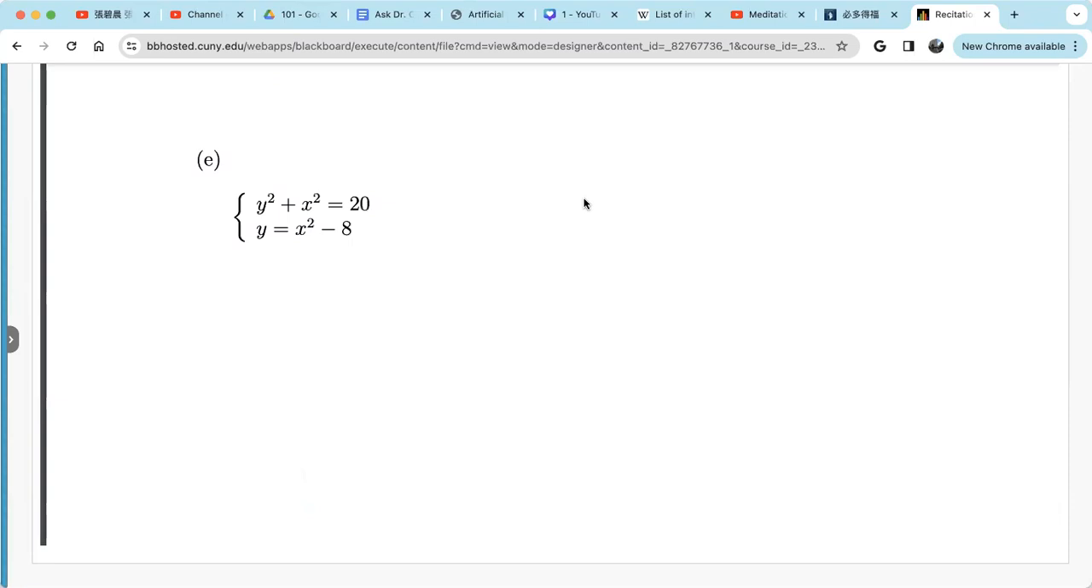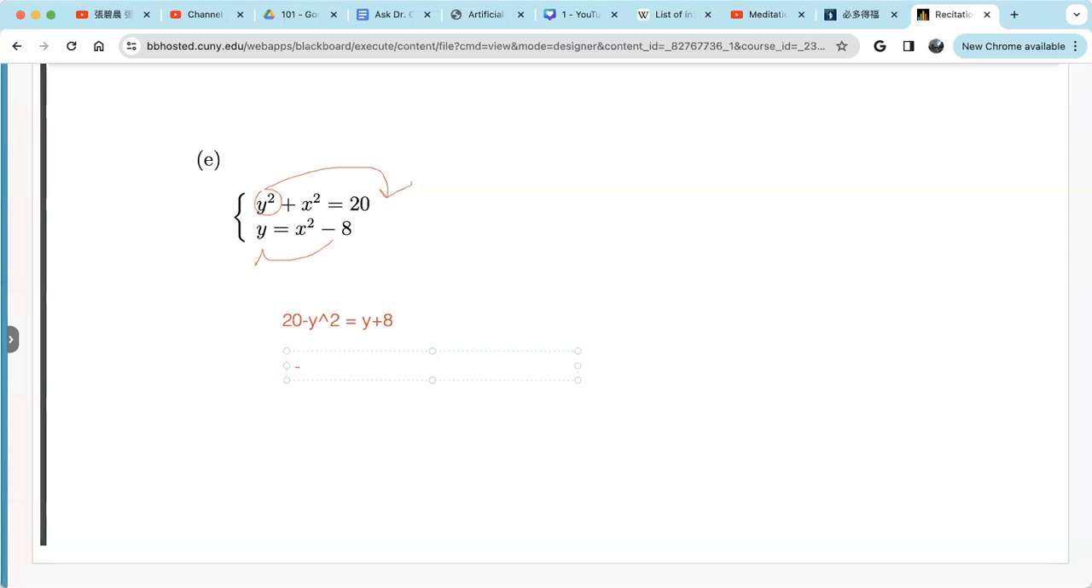Let's see this last one. They're very similar. We solve for x squared, so we rewrite x squared from the first one: x squared equals 20 minus y squared. From the second one, we move -8 to the other side: x squared equals y plus 8. So the first one, x squared equals 20 minus y squared, equals the second x squared, which is y plus 8.